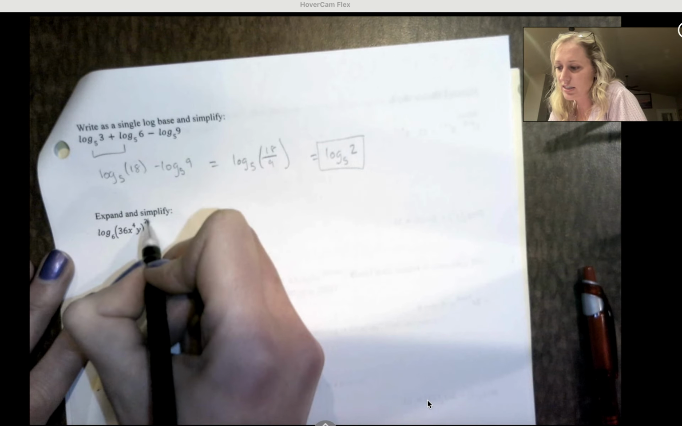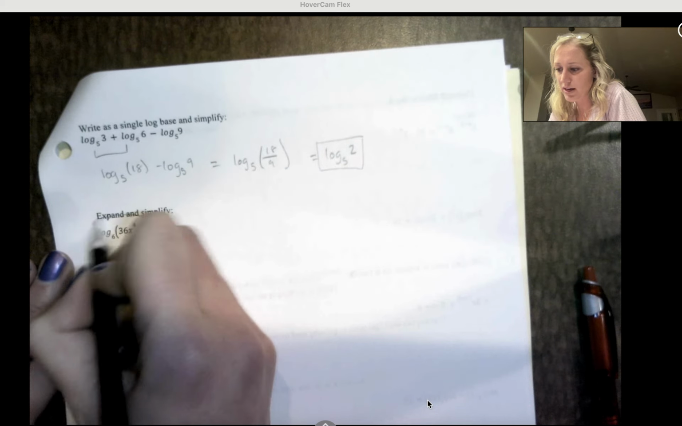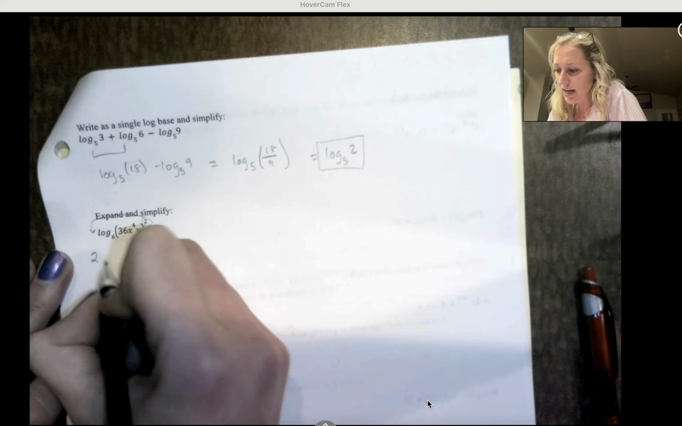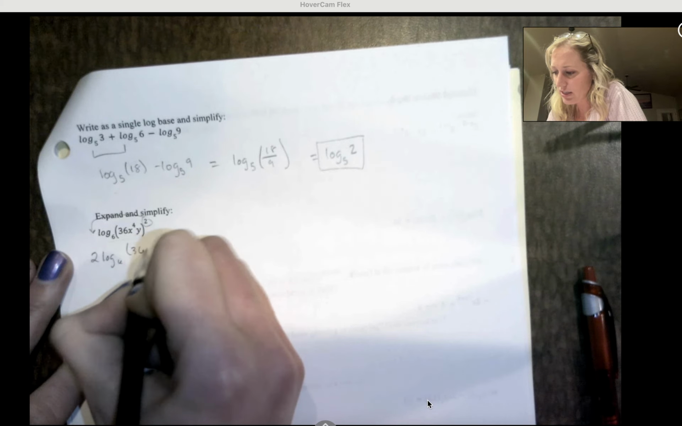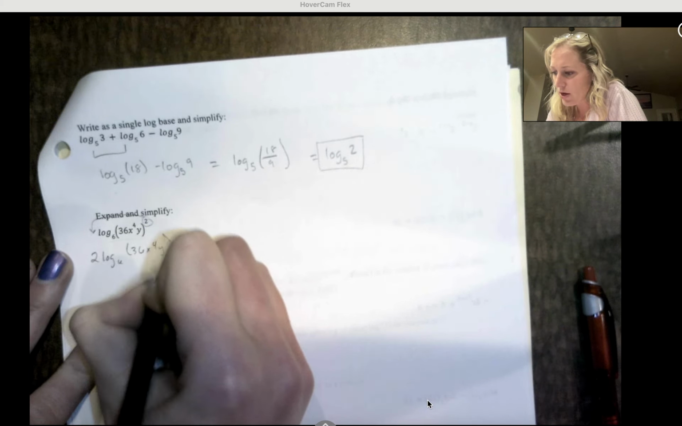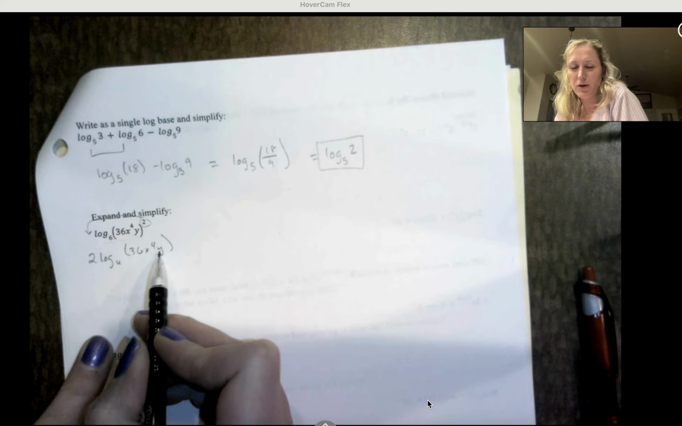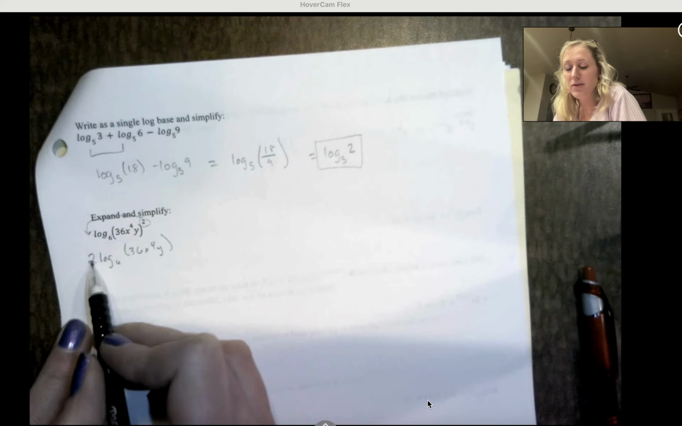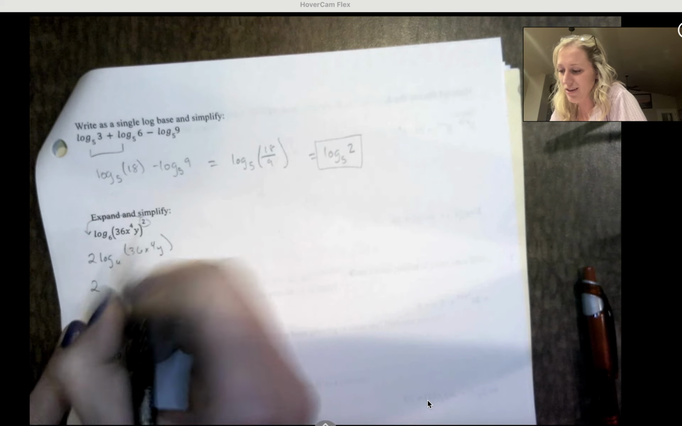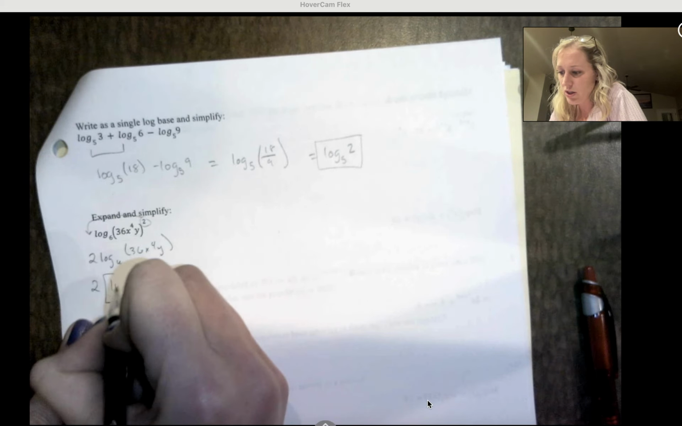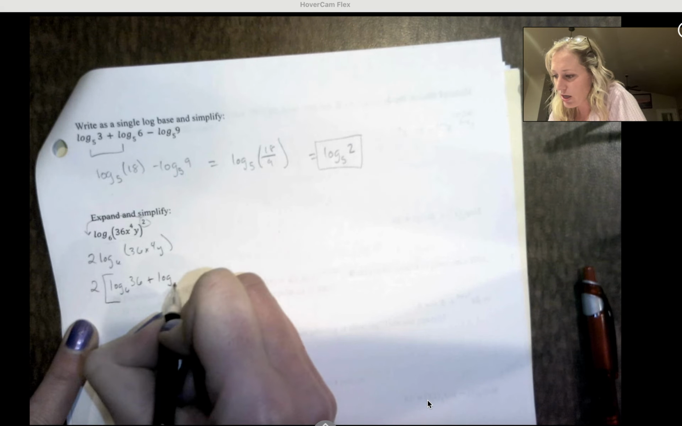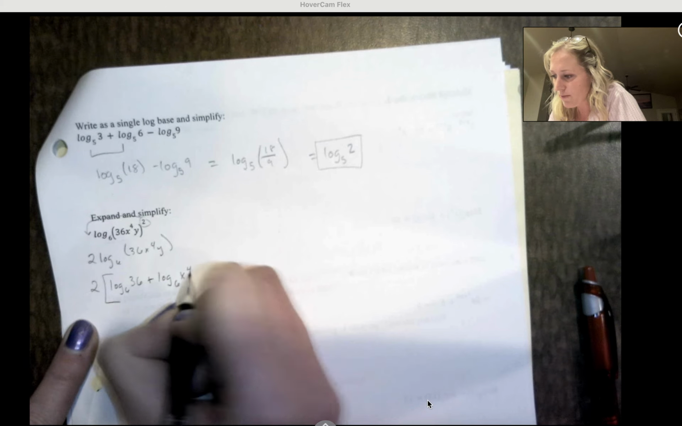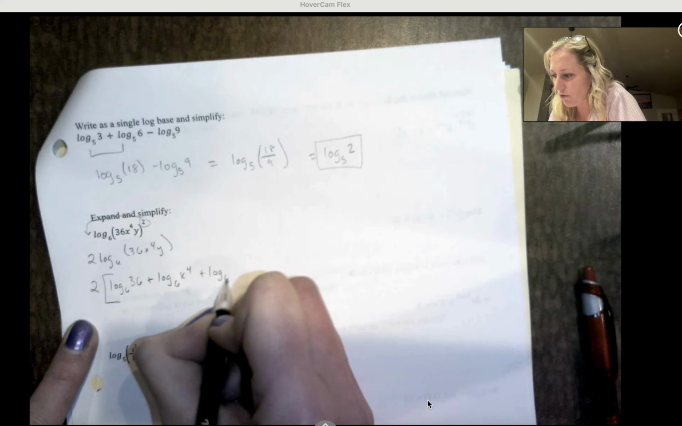Okay, this one says expand and simplify. So we're going the other direction here. Okay, so first, this exponent is applied to this whole thing. I'm going to pull that out front. So we have 2 times log base 6 of all this. So we've got 36 x to the 4th y. Okay, so these are all being multiplied, so we can split those apart through addition. Keep in mind, though, this 2 has to be in front of the whole thing. So I'm going to write it like this. Log base 6 of 36 plus log base 6 of x to the 4th plus log base 6 of y.